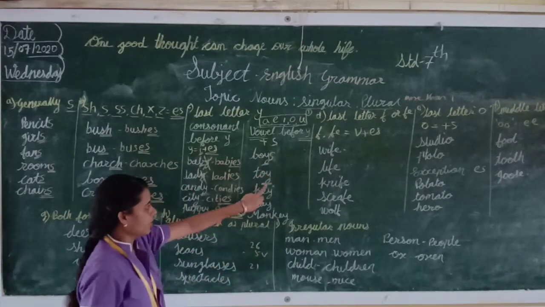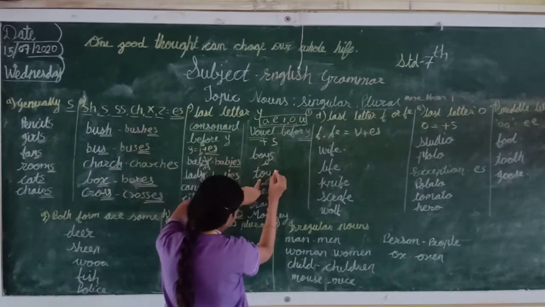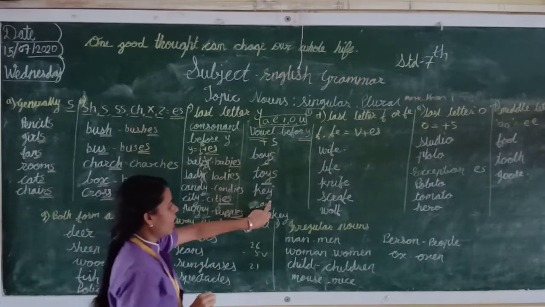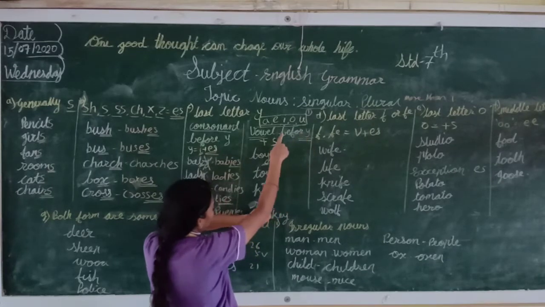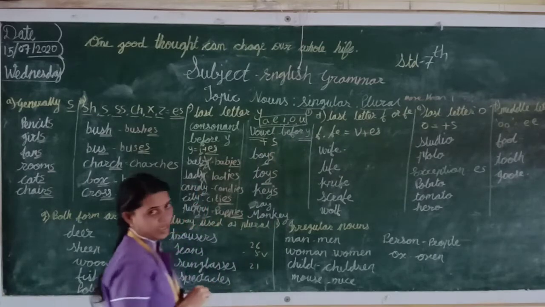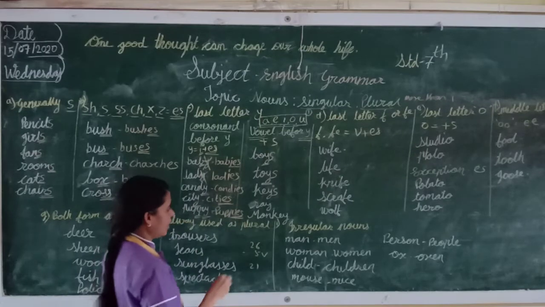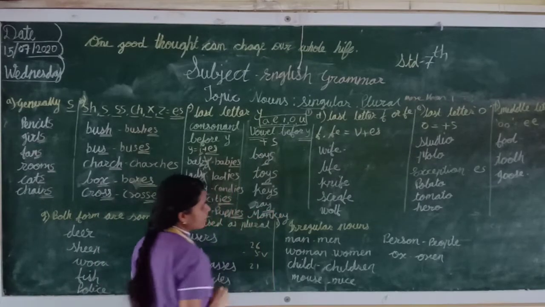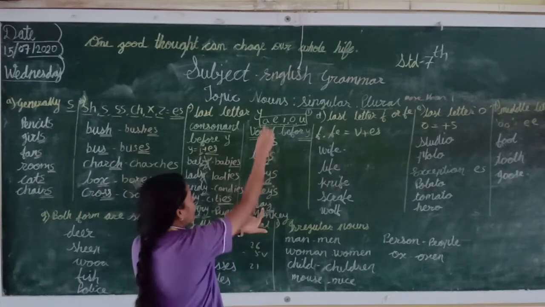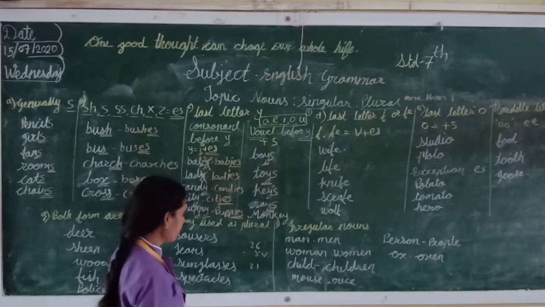Last letter is y and before y there is o. O is the vowel. So just we will join s. Okay, students. Now key. The last letter is y. Before y there is the vowel e. E is the vowel. So just we will join s. Understood, students? Now you can say the next one. Last letter is y, and before y there is the vowel a. A is a vowel. So what do we do? Just join s. Okay, students.